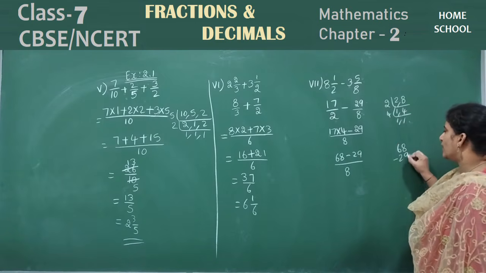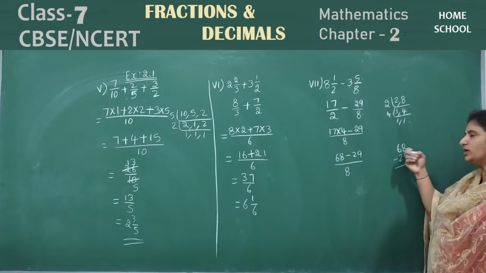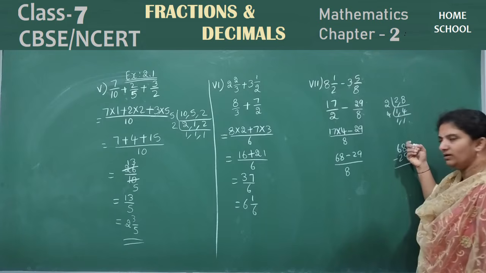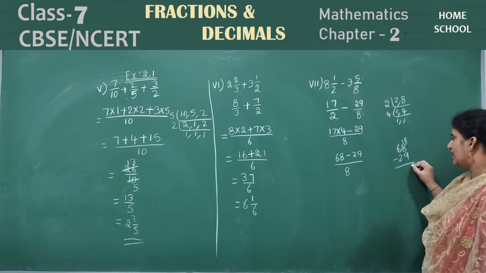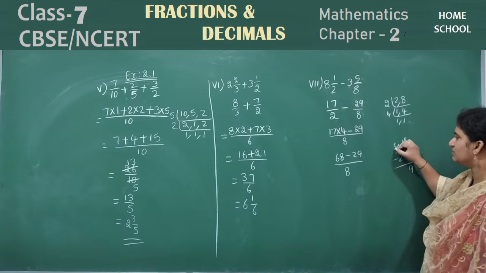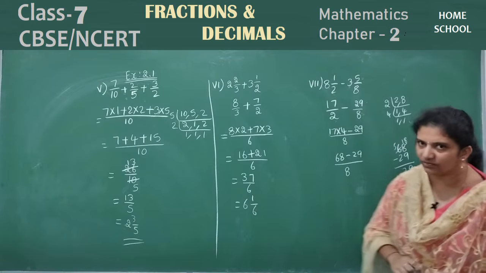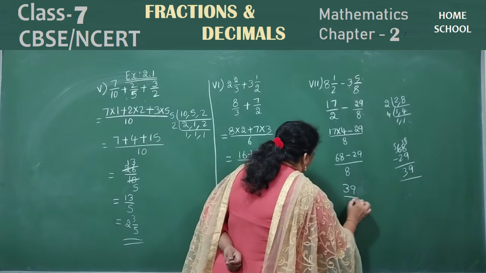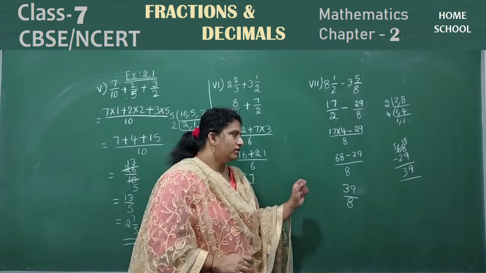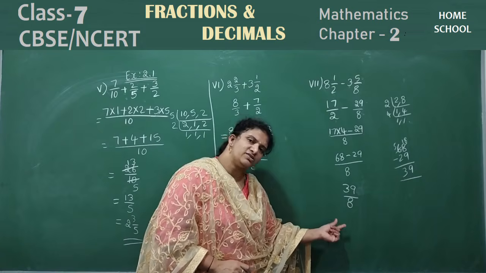Always you need to do your rough work here. In 8 you cannot subtract 9. So what do you need to do? Take 1, borrow. So that makes 18. 18 minus 9 will be 9. And here it becomes 5. 5 minus 2 will be 3. I hope you are all perfect with these subtractions, right? 39 by 8. So now again this improper fraction we convert into a mixed fraction.